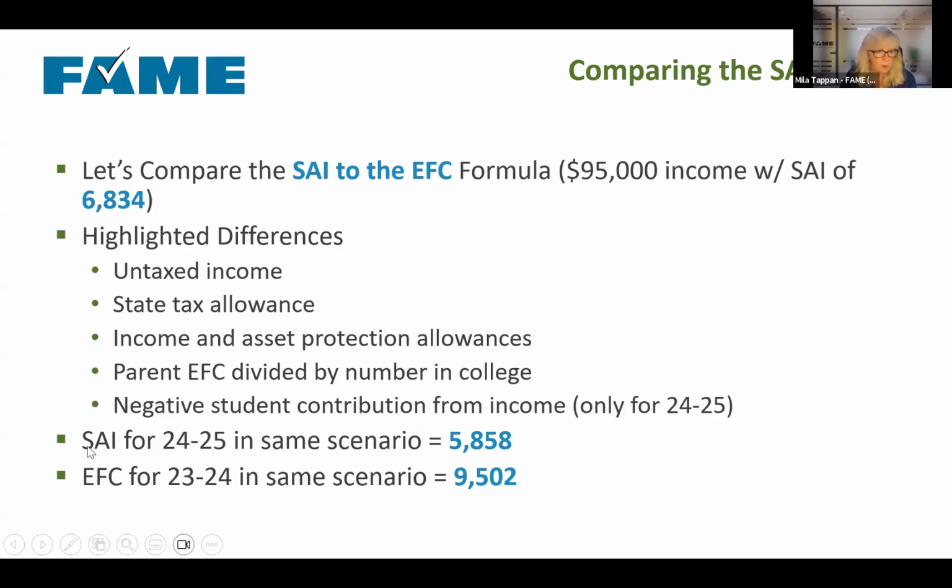Just to backtrack for a moment, the SAI for 24-25 in this exact same scenario would have been about 5,800, largely because of that negative SAI from the student side, a few other factors as well, but that's the primary one. But look at what happened if we went through the same thing, using the old EFC formula in 23-24. The SAI was much higher. It was 9502. So the takeaway from this piece I want you to know is that the SAIs are lower, on average, than the EFCs were. Most families saw that as we transitioned to the new SAI formula, their SAIs went down, except for parents that had multiple kids in college.